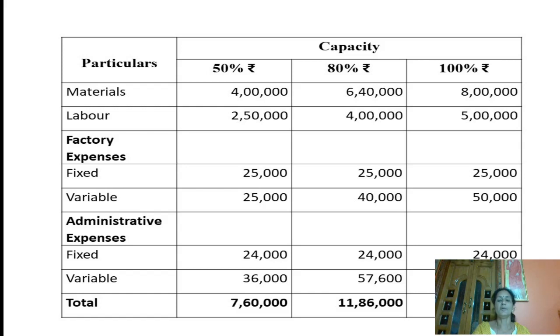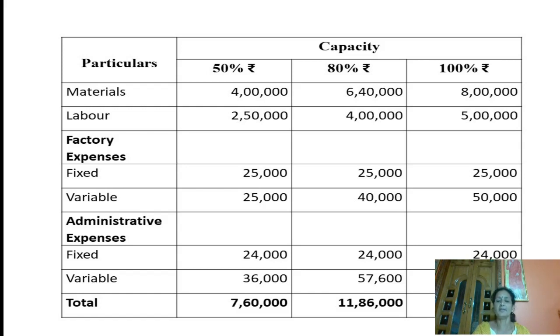So what will be for 80%? For 50% it is 25,000. For 80% how much? 25,000 into 80 divided by 50, you will get 40,000. That is, for 80% the variable expenses will be 40,000. Similarly, you find out for 100% also. One more easy way: for 50%, the variable expenses is 25,000. For 100%, it will be double, that is 50,000.